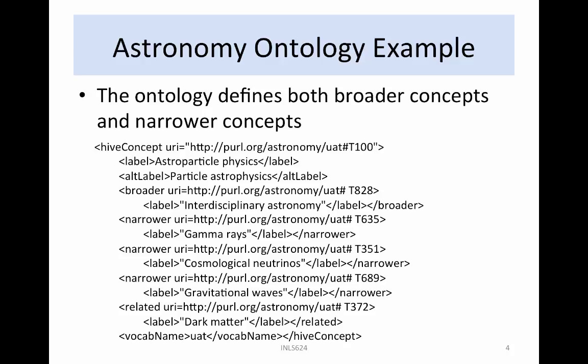For each concept, a registered URI is provided that is associated with the concept label. The vocabulary for the set of concepts is also given a name, in this case UAT. If you look at the narrower definitions for each label, there is a unique identifier specified within the UAT vocabulary. Hence, gamma rays has the unique identifier T635, gravitational waves has the unique identifier T689. Thus, every term has a unique identifier that can be related to other terms within the SKOS vocabulary. The ontology can be searched to discover if a term is registered.